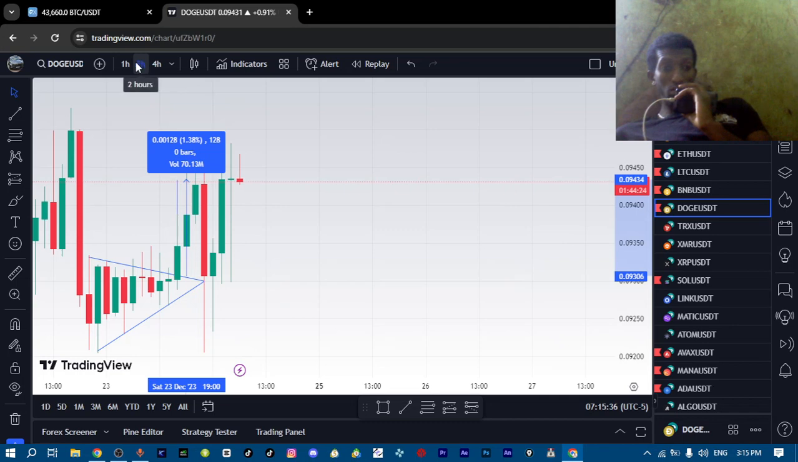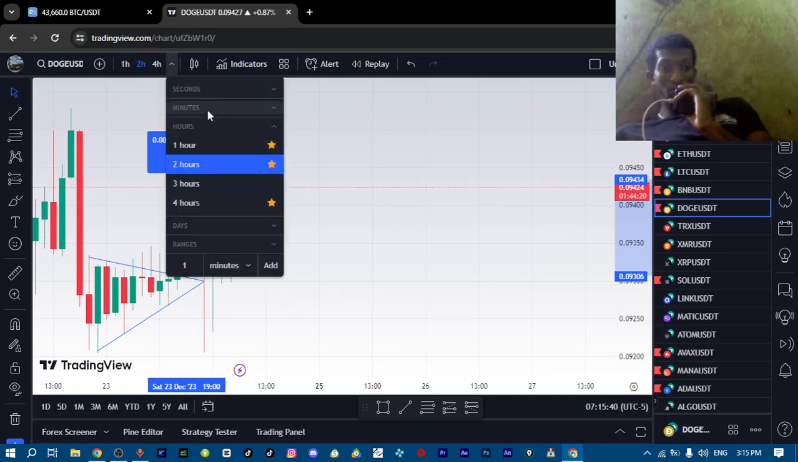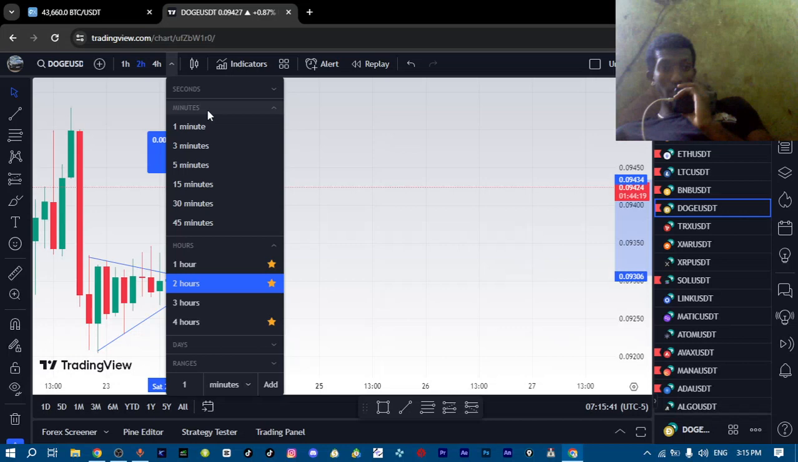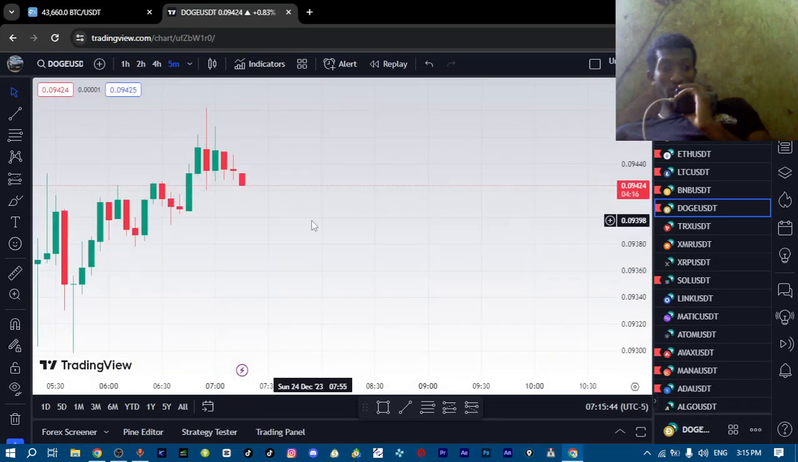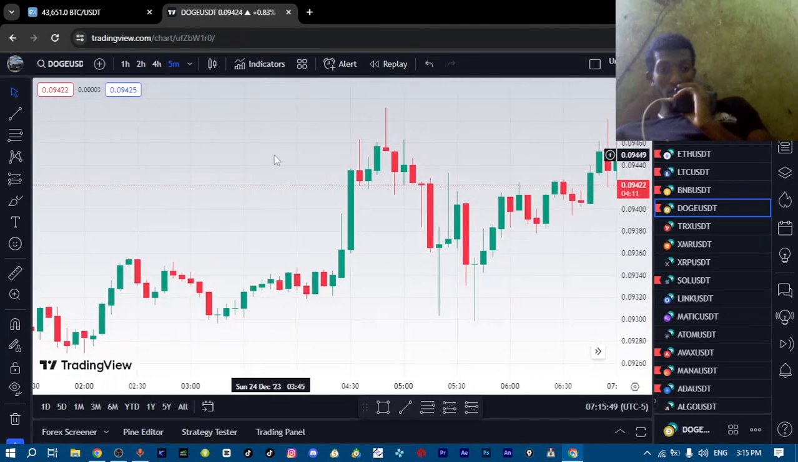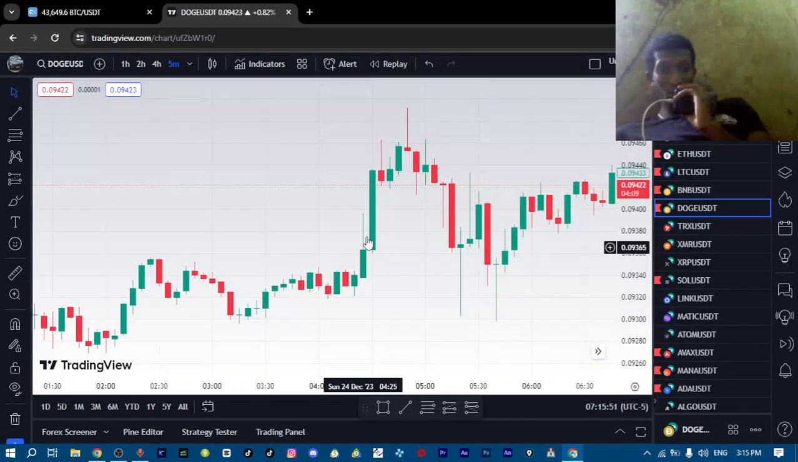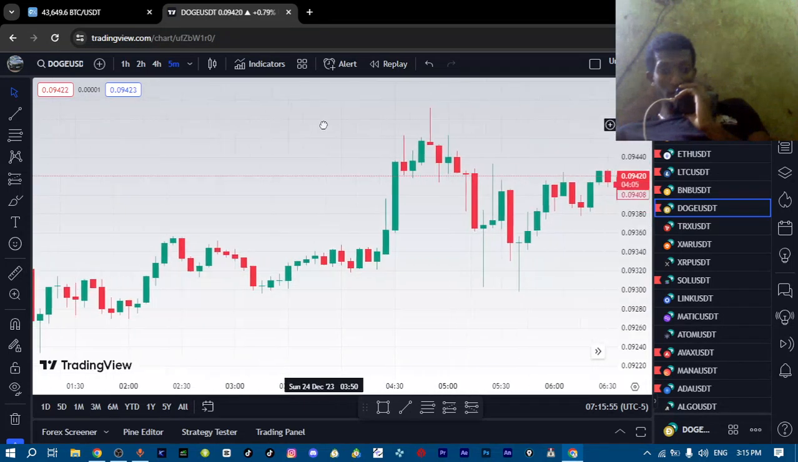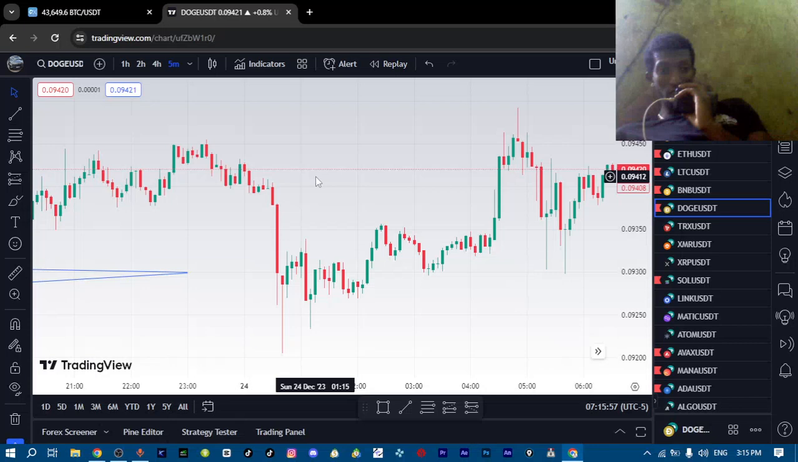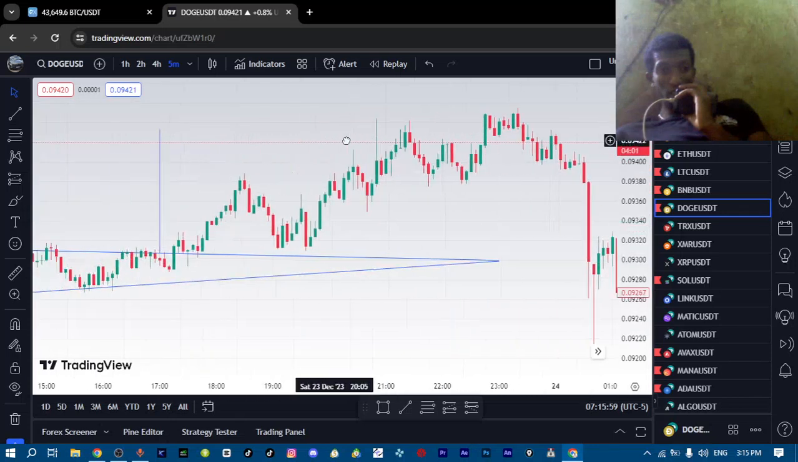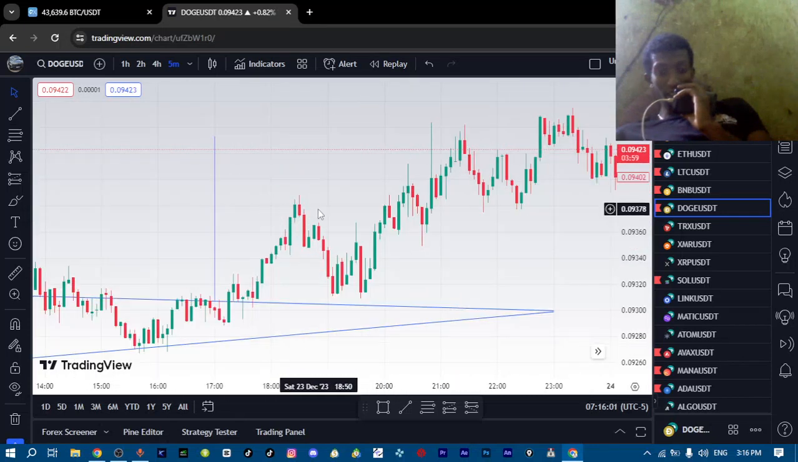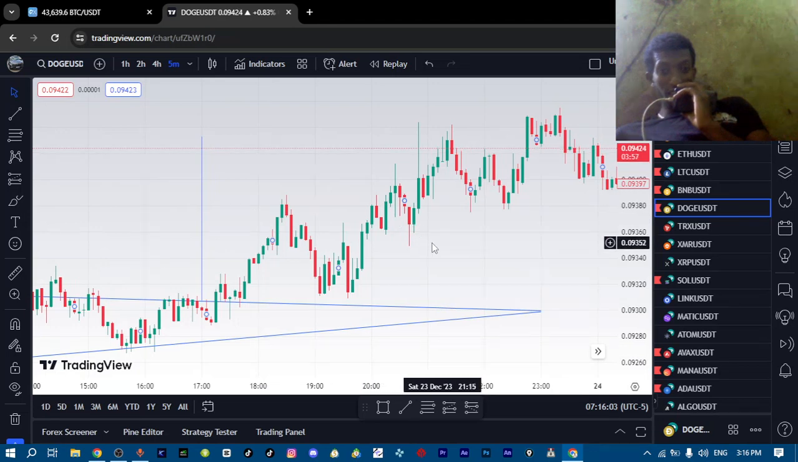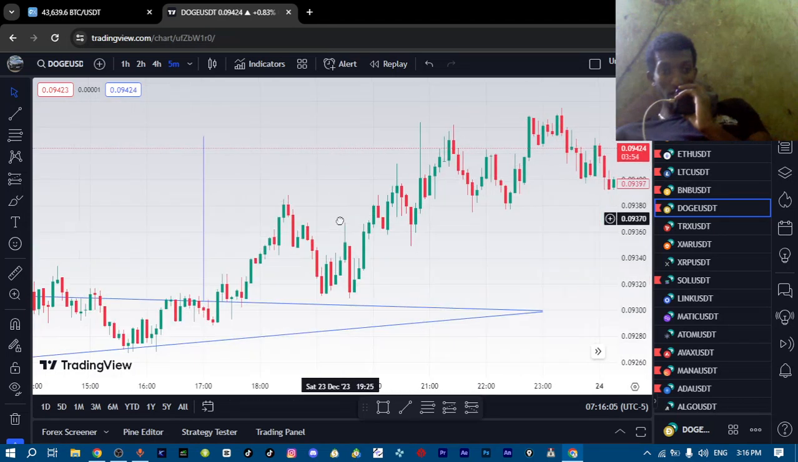As I told you, this is a 2-hour time frame. If you come down to, let us say, the 5-minute time frame, it is a huge movement to the upside. Okay, bullish movement. It was a huge bullish movement. Where is it? Oh, it is down here. Yes, as you can see, this is a 5-minute time frame.